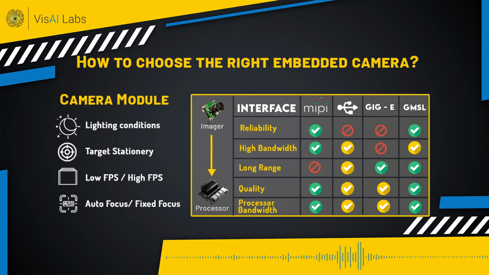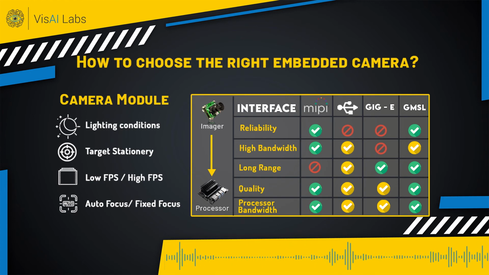Another major thing is the interface for the camera. So these are the four major interfaces we usually see with edge AI devices. Okay, so MIPI CSI-2, USB 3.0, GMSL, GigE. Let's understand the pros and cons of the camera interface before selecting it.